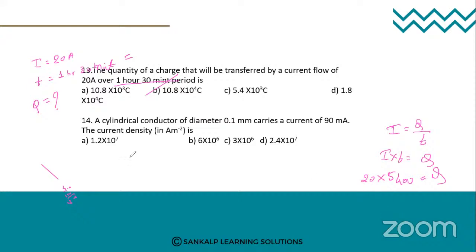Option B is the answer. 10.8 into 10 to the power of 4. Option B. Yes, I'll give you 1 minute. Go for question number 14. A cylindrical conductor of diameter 0.1 millimeter carries a current of 90 milliampere. The current density is. So 13 copy it, 14 try it. I'll give you 1 minute.